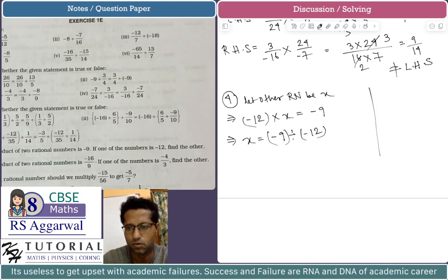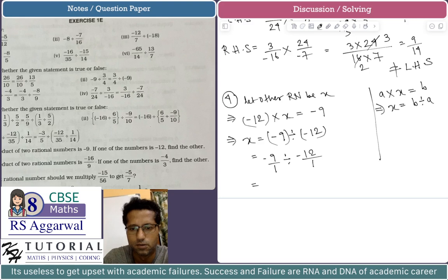So you know that if you have this kind of equation where A and B are some numbers, and A is non-zero, and X is unknown, then X is equal to B divided by A. So this is equal to minus 9 by 1 divided by minus 12 by 1, if you write it in the form of rational numbers. So this is equal to minus 9 by 1 multiplied by the multiplicative inverse of minus 12 by 1, that is 1 by minus 12. So this is equal to minus 9 by minus 12.